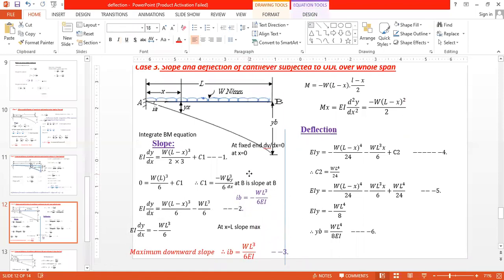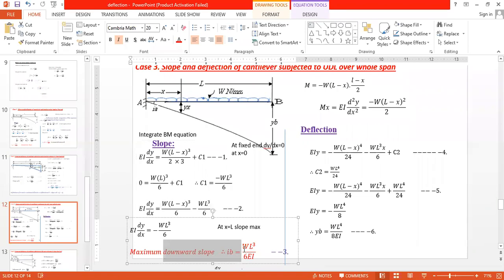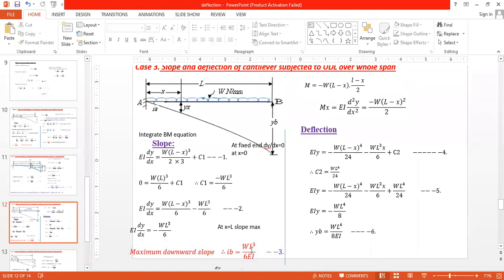Okay. Now we have calculated the slope equation as well as the maximum slope. Now this is the slope equation, and this is the maximum slope. Now these two things are required for deflection. After calculation of the maximum slope in the cantilever, now we will go for the deflection equation and then we will calculate the maximum deflection.